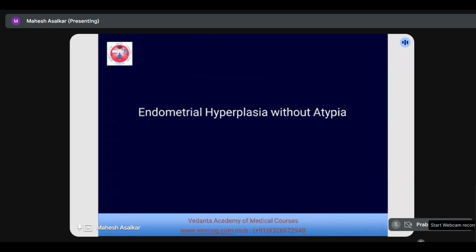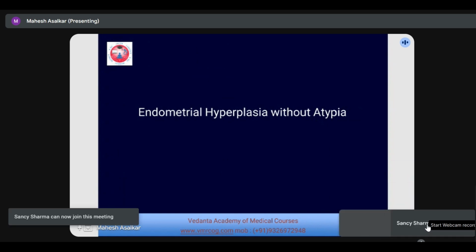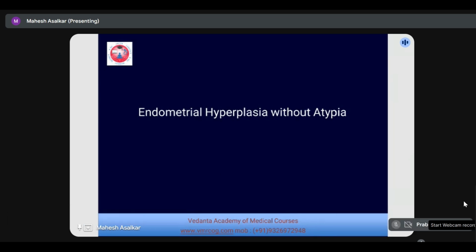So today in our session we will discuss only endometrial hyperplasia without atypia. In the subsequent slide we will see that endometrial hyperplasia, as per the WHO classification, is divided into two: endometrial hyperplasia without atypia, and atypical endometrial hyperplasia. Out of which we will be discussing only endometrial hyperplasia without atypia in today's lecture.